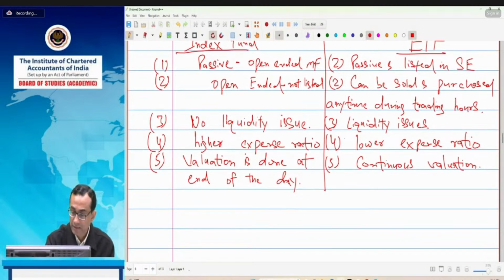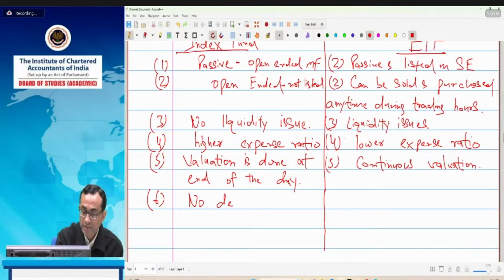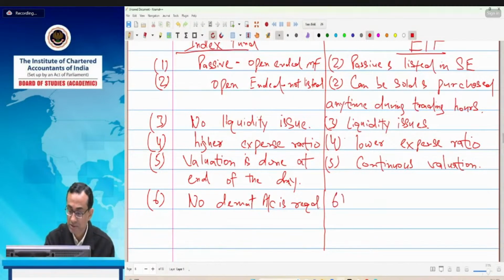And the next point which differentiates between these two is another important point. In index fund, no demat account is required, because in mutual fund investment, demat account is not compulsory. So no demat account is required in case of index fund. But in case of ETF, since it is traded in the stock exchange, the demat account is required.